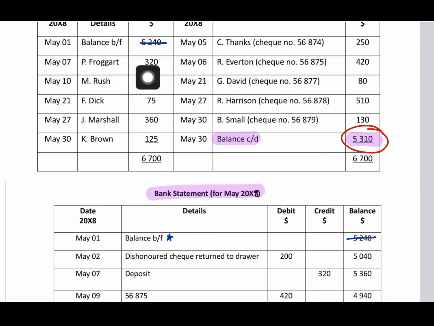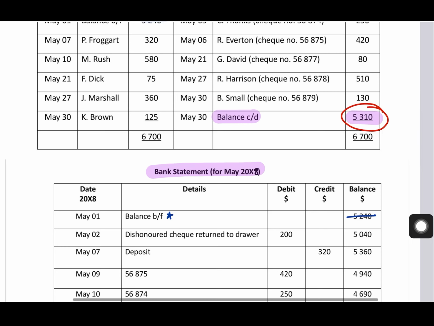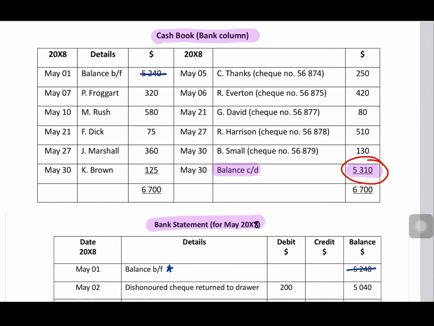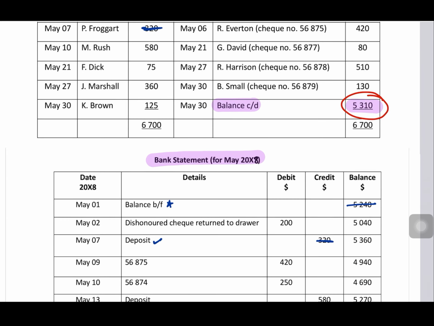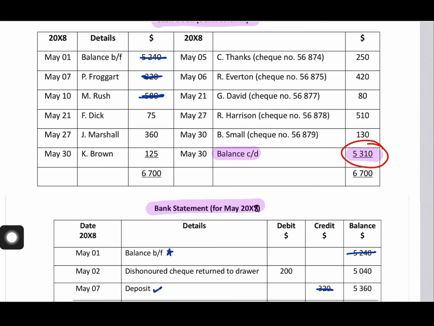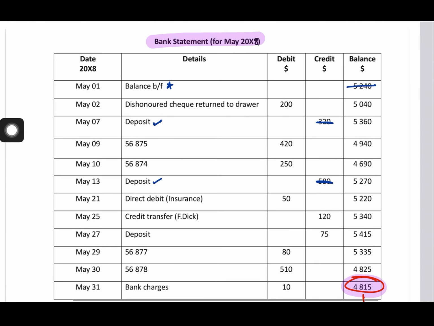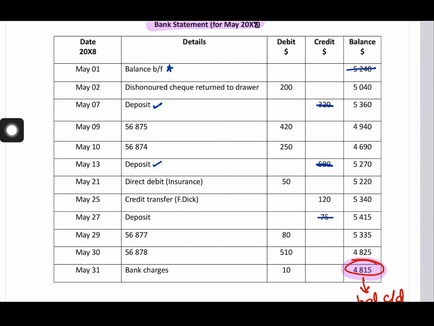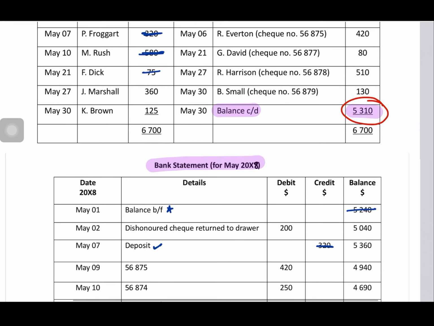So what's the next entry? 320 on the debit side, it is a receipt, so I have to see on the credit side whether 320 exists or not. And yes, it does. It was a deposit, with the name of deposit, and the person was P Frogard. So it will be cancelled, it won't be adjusted. Then M Rush 580 is there. Yes, 580 is also there with the name of deposit, so this will also be cancelled. Then 75 for F Dick, another receipt. Is 75 there? Yes, deposit.